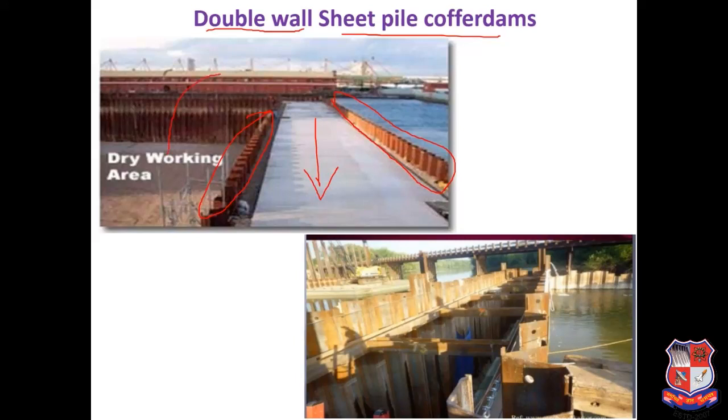And then after pumping of water, the area where you want to work is to be considered a dry working area. So here also you can see a similar kind of arrangement, sheet piles are there, but there are two layers of sheet piles, and that is to be filled with certain material, so it is stronger as compared to a single wall cofferdam.